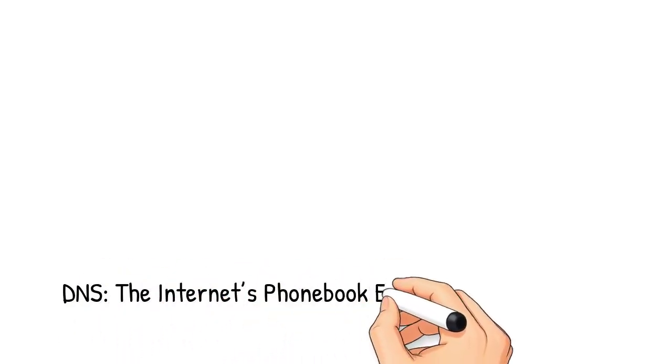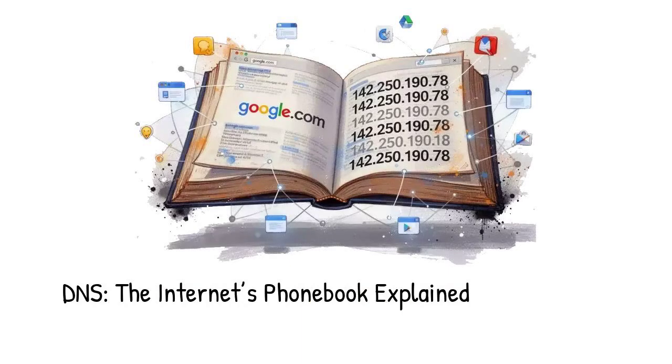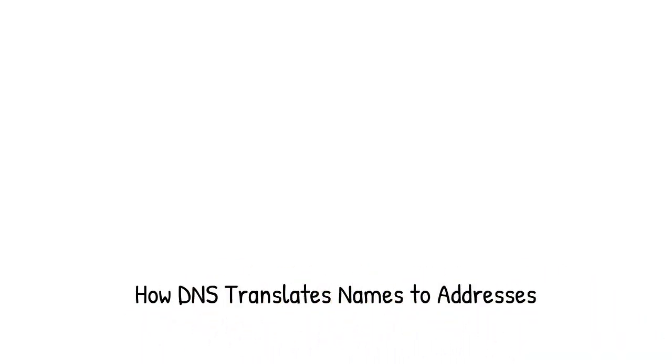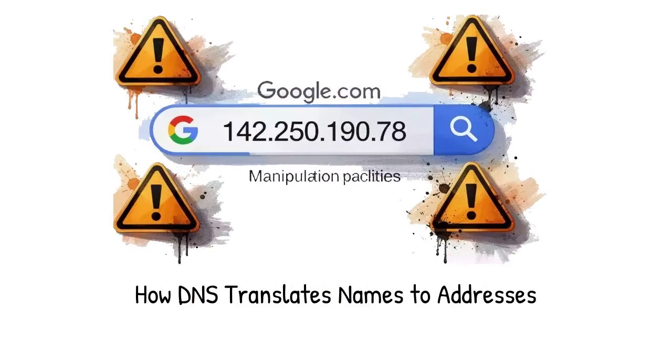DNS, Domain Name System, is one of the most important protocols in the world and one of the least understood. When you type google.com into your browser, your device doesn't know what that means. Devices only understand IP addresses like 142.250.190. DNS translates human-friendly names into machine-friendly addresses. Think of DNS as the internet's phone book. You look up a name, and DNS gives you the number.